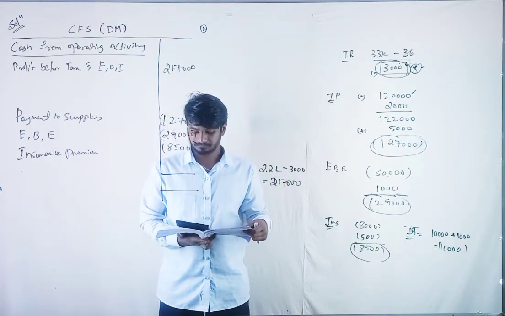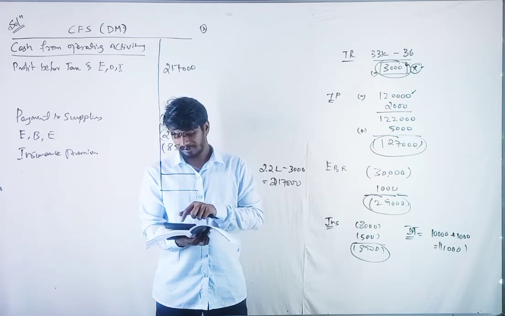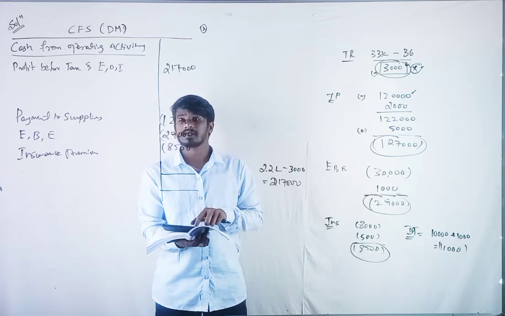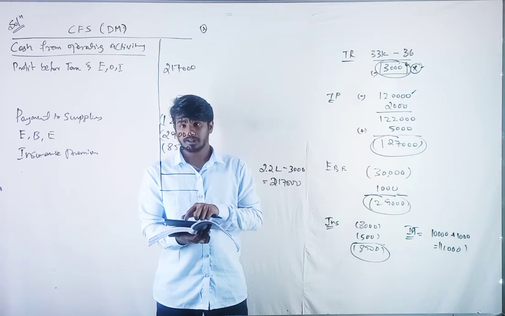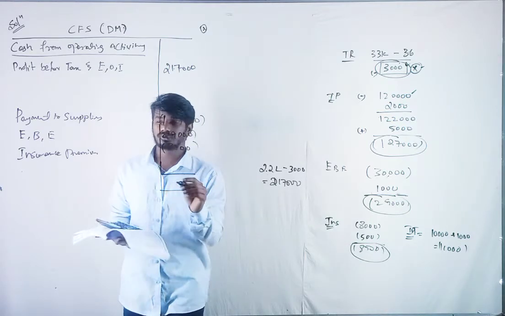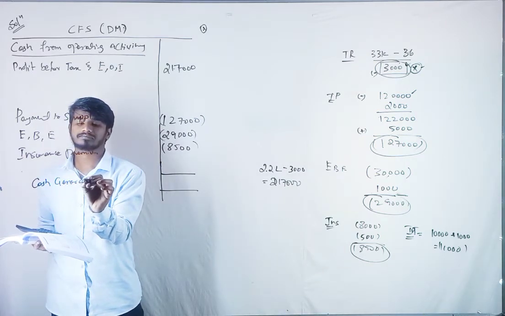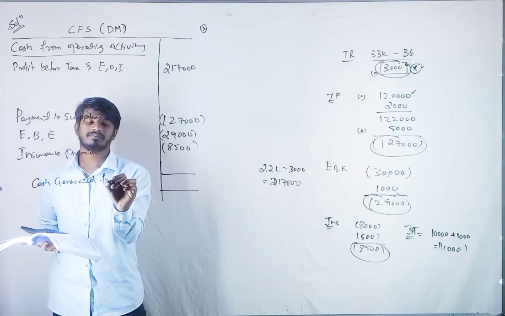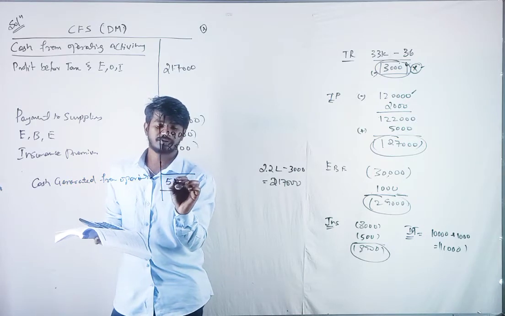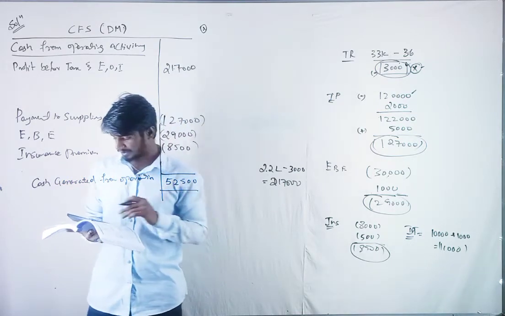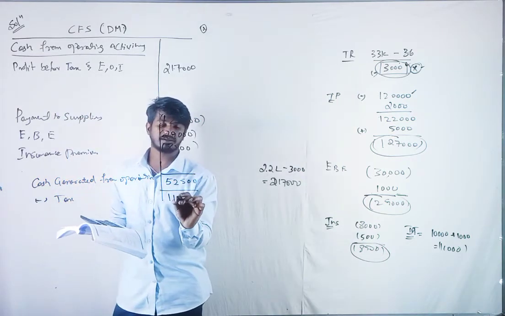2,17,000 minus 1,27,000, 29,000, 8,500, 52,500 cash generated from operation. 52,500 we have generated, and we should minus tax amount, right? It is 11,000.